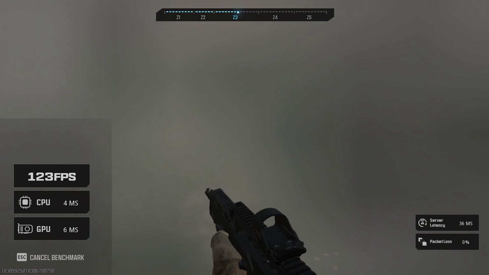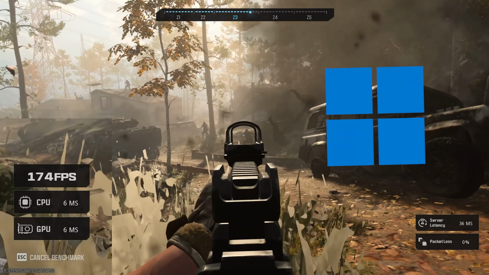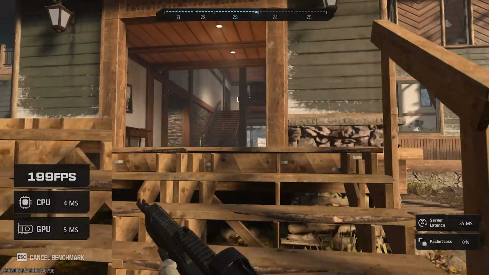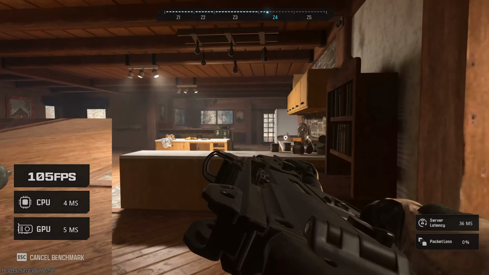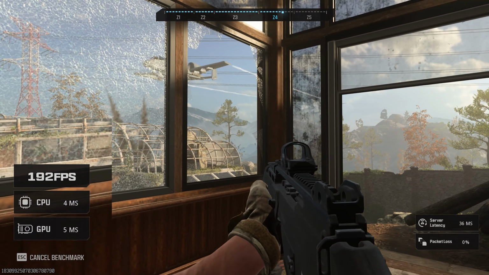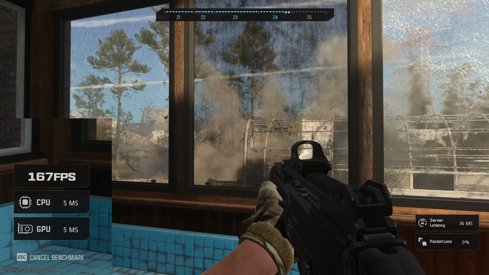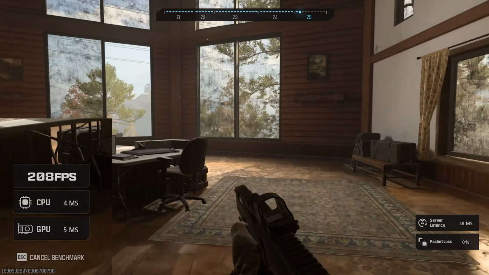And that might be because of different factors. That might be because of the system's Windows settings. That might be because of OBS. That might be because I'm streaming right now, so the GPU is trying to load OBS and the game at the same time. So you want to figure that out, and this helps you figure that out, because you can see the actual load on your CPU and GPU through this benchmark right here.